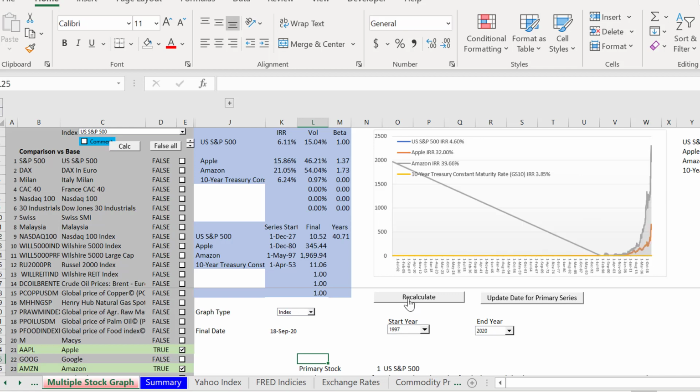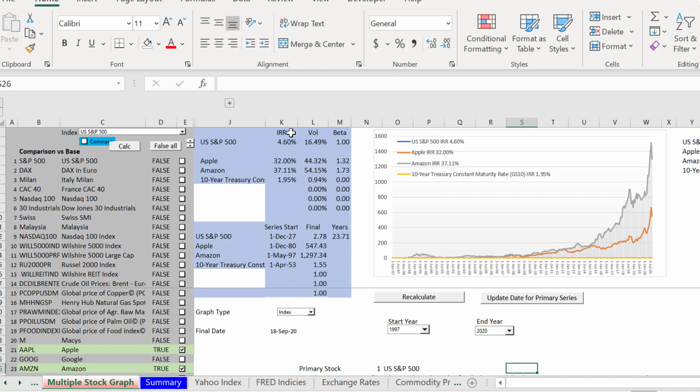Recalculate that. And here's the whole point about this, and I've got to stop soon. So here's the rate of return you would have made on the stock market. Here's the return you would have made on Apple. Incredibly good return, the highest in the country, or in the world.